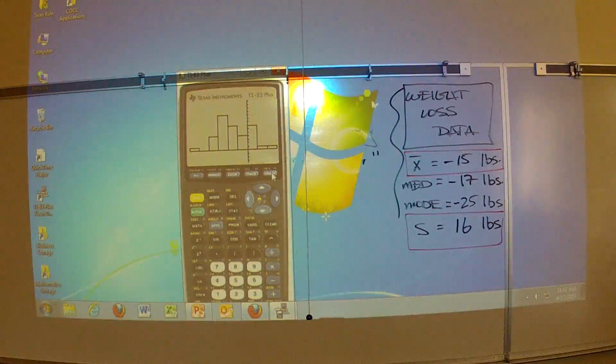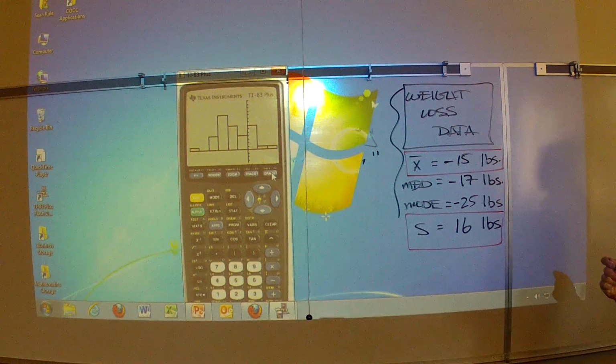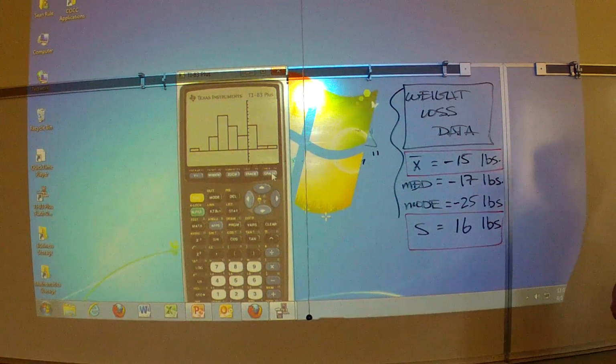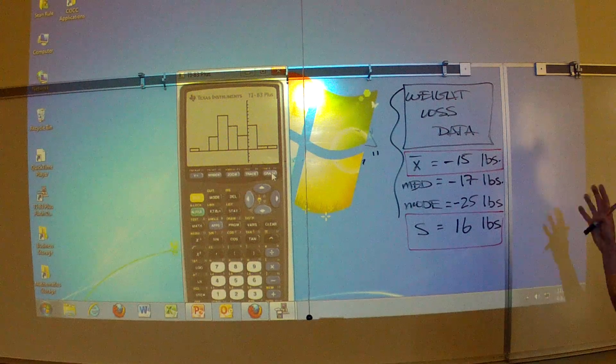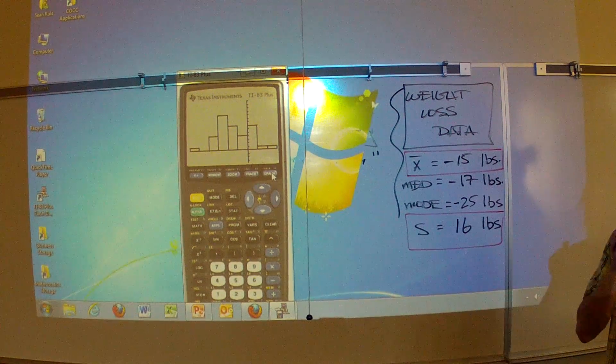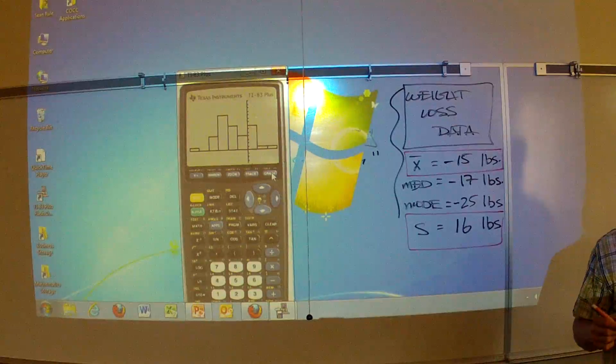And if you're changing window, you have to follow that with a graph push. You have to push graph, not zoom 9. Zoom 9, I always hit first when you first enter the data. If you start finagling with the setup of the screen, then you want to press graph, not zoom 9. Is that fair?